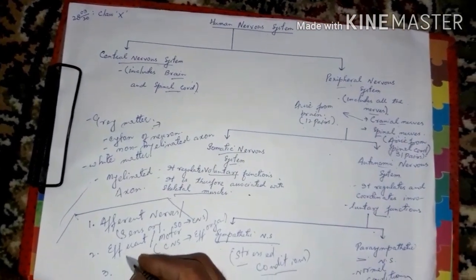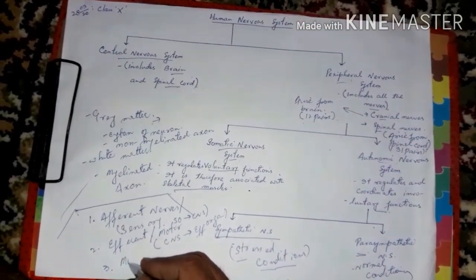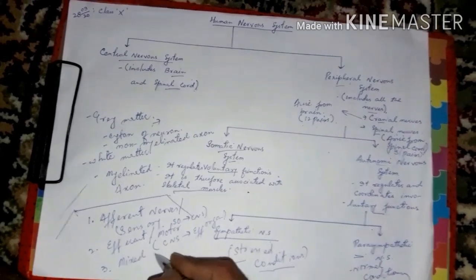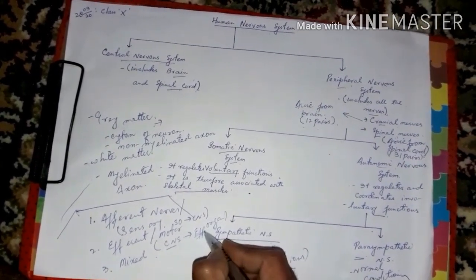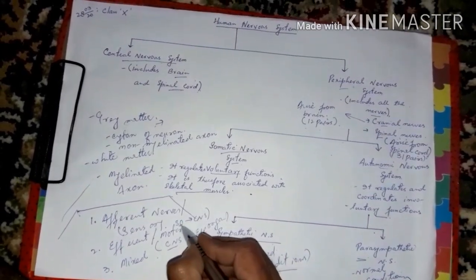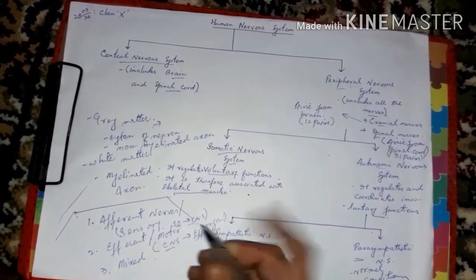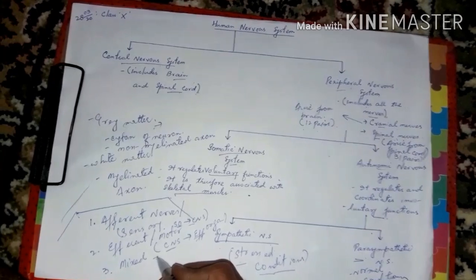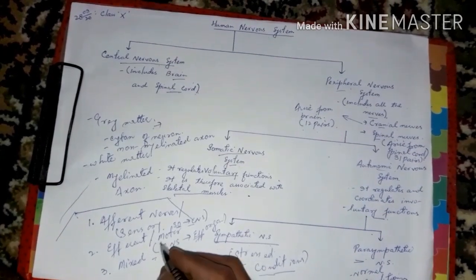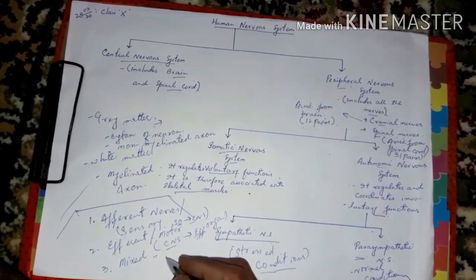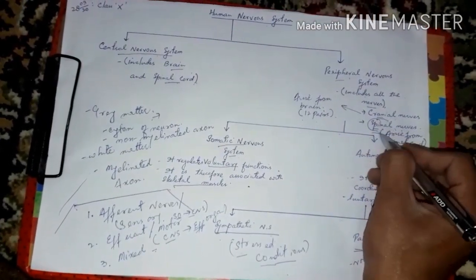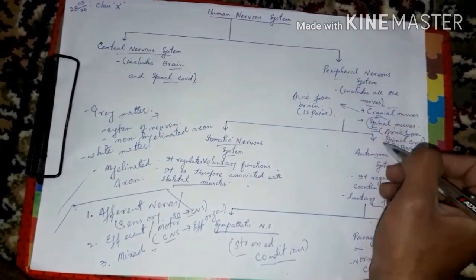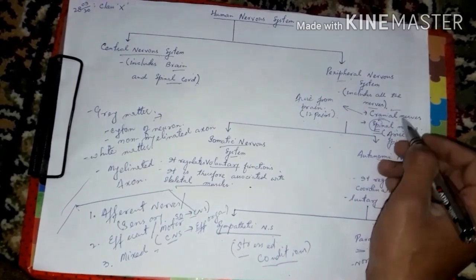Now there is one more thing to be discussed. One nerve type is the mixed one. That means it takes the message from the central nervous system to the effector organ, as well as from the sensory organ to the central nervous system. So it is bidirectional. We will talk about them, but still I will tell you that all the spinal nerves are mixed, and a few of the cranial nerves are mixed. So we will talk about them later.